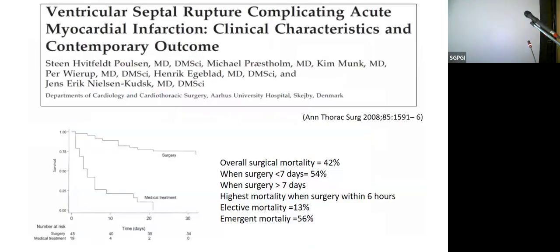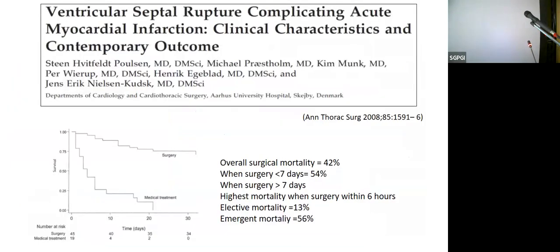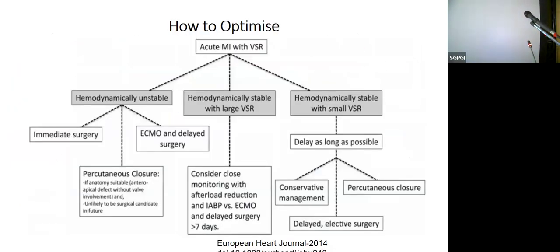Now in this graph, you must be thinking what makes them live: 60% live beyond 7 days and 20% live beyond 21 days. Again, these are the factors: size of infarct, shunt, and RV dysfunction. If the size of the infarct is small and the shunt is less, then the chances are that the patient will be stable. In such a patient, we can further optimize and wait as much as possible so that surgery is delayed, and we can try percutaneous closure or surgical management.